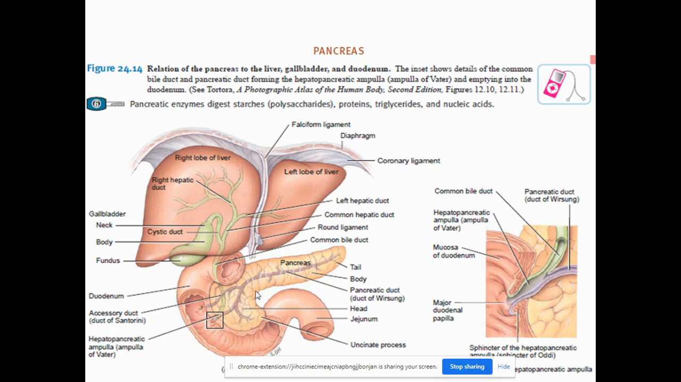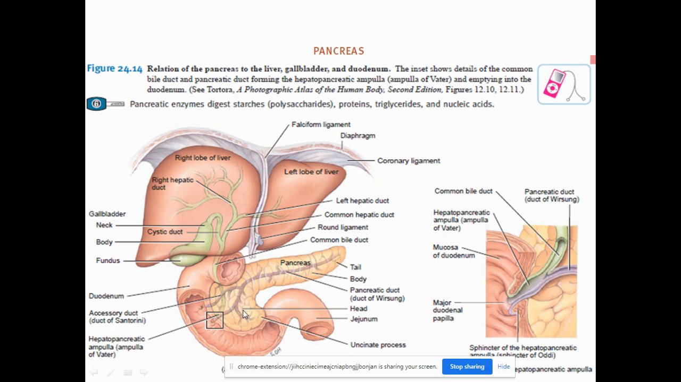The pancreas is actually a retroperitoneal gland. You can see here, it is a leaf-like structure. This is the inner curvature of the duodenum. The duodenum is a fleshy J-shaped organ, and the pancreas fits exactly into the inner curvature of the duodenum. So it's a leaf-like organ.